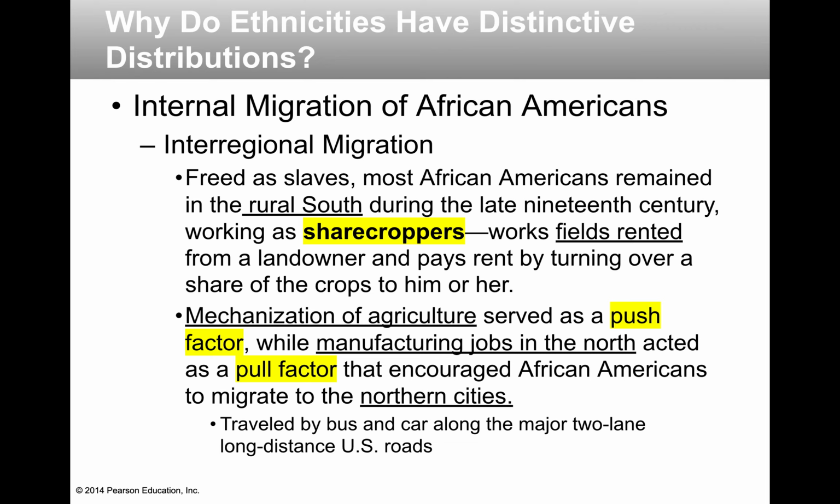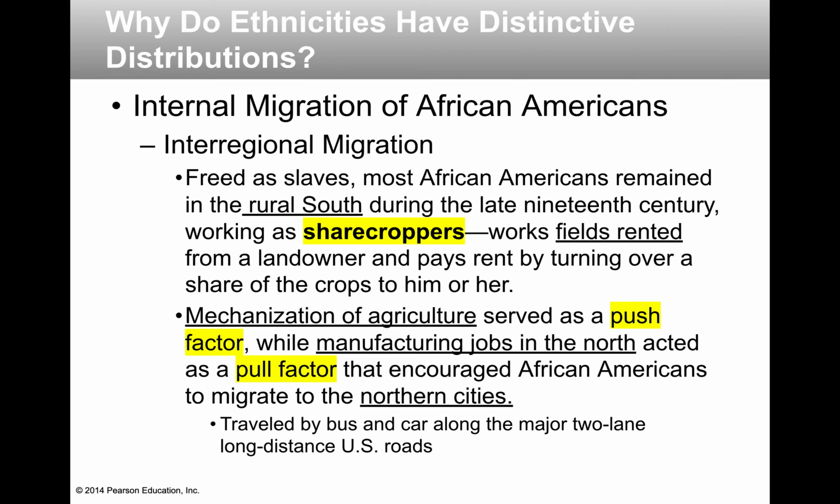We see the white population decline by nearly 1.5 million between 1950 and 2000. Intra-regional migration clusters African Americans into one or two neighborhoods, commonly known as ghettos. Again, they follow the Brown versus Board ruling, white flight, and then blockbusting and redlining.